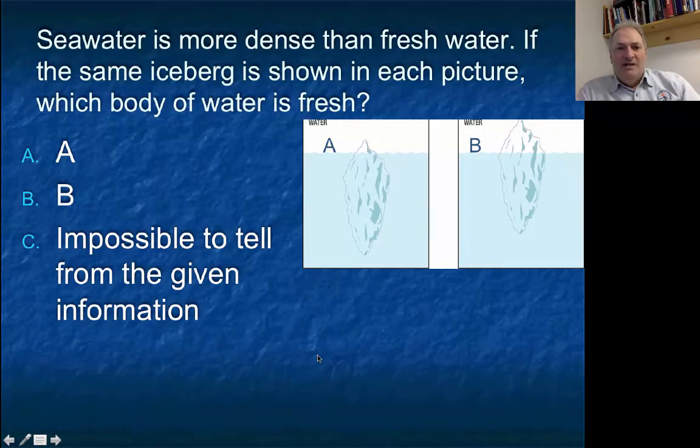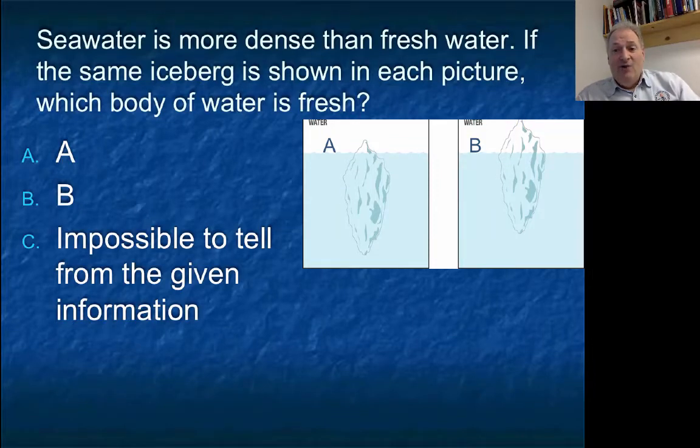Here's one about buoyancy. Seawater is more dense than fresh water. If the same iceberg is shown in each picture, which body of water is fresh? Take some time and think about this and answer it. Alright, so we've got two pictures, and if you look at picture A and picture B, you see the difference is that the iceberg is floating higher in picture B than it's floating in picture A.